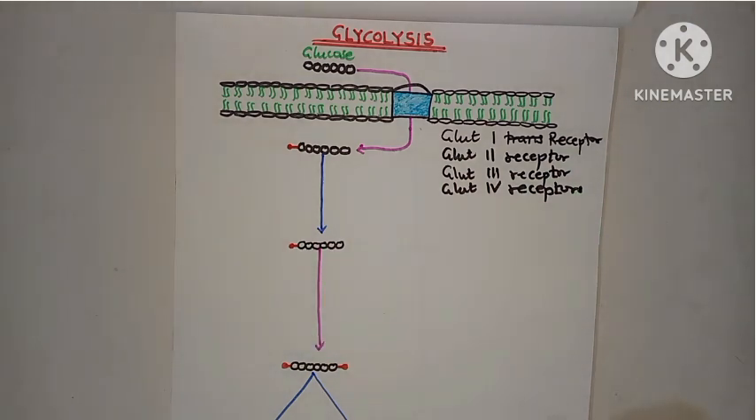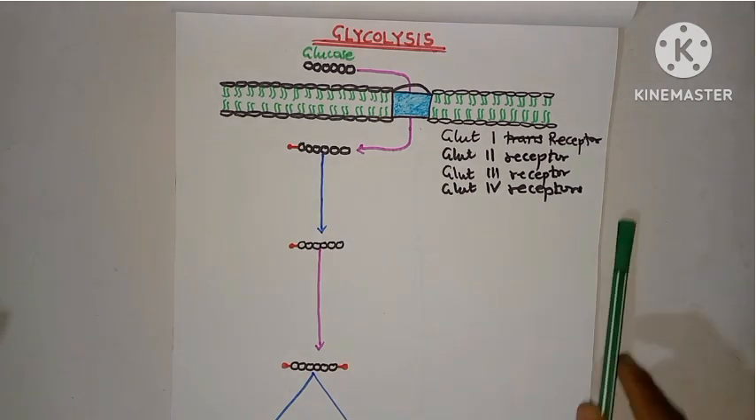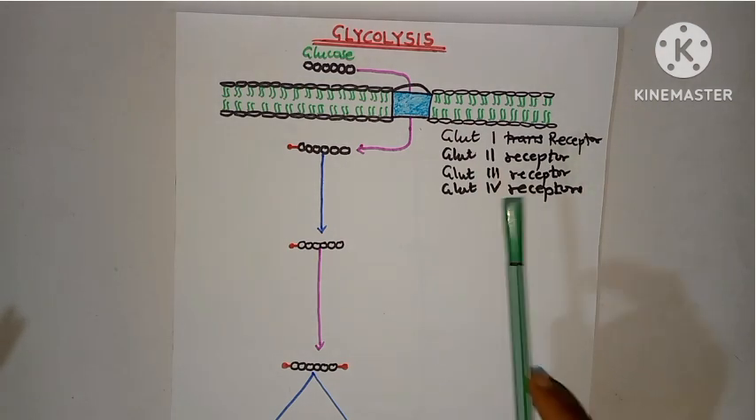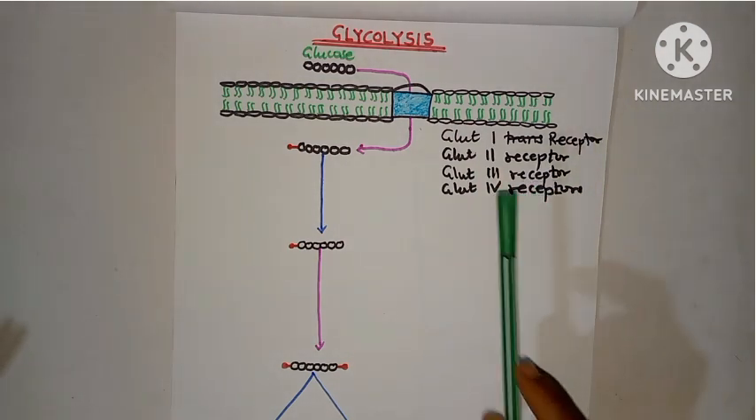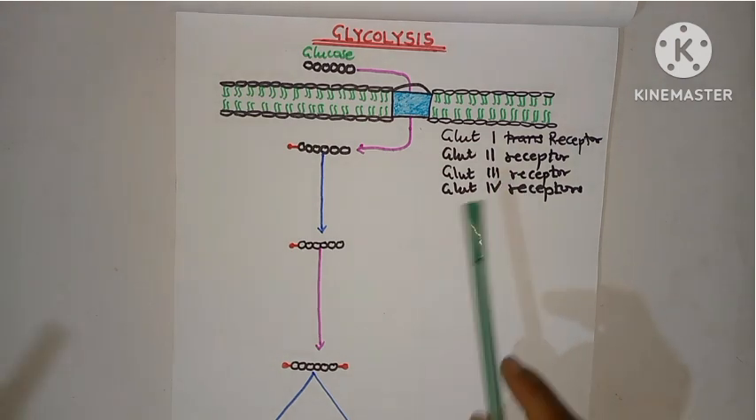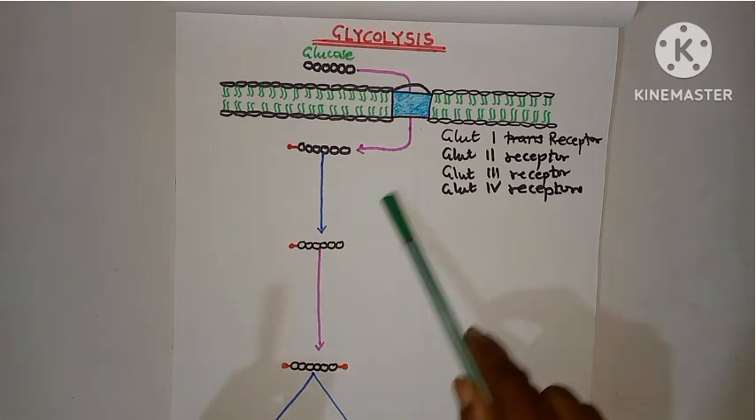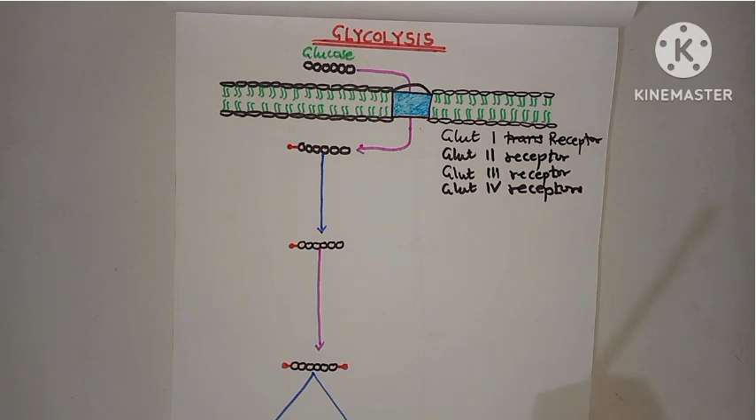Apart from the GLUT4 receptor, the remaining types of receptors or transporters are insulin independent. When we say they are insulin independent, it means that they don't depend on the concentration of insulin to increase in their number or their type of receptors.